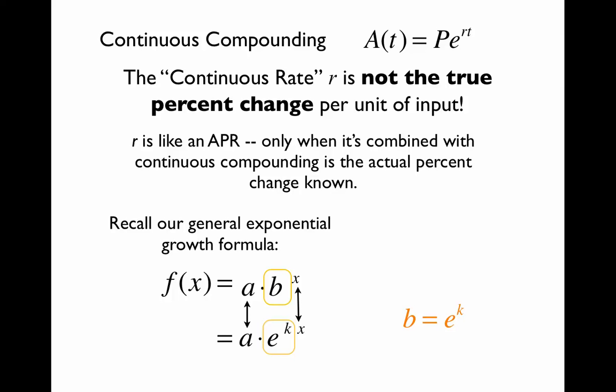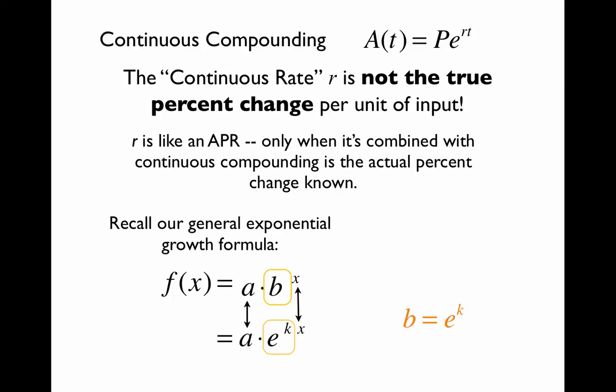So what is K? It's a rate. Is it the true rate of increase or decrease? No. What is B? Growth factor, not a rate. Does it reflect the true rate of increase or decrease? B. So from B, we can get the percent change, right? That's what we worked on last week.